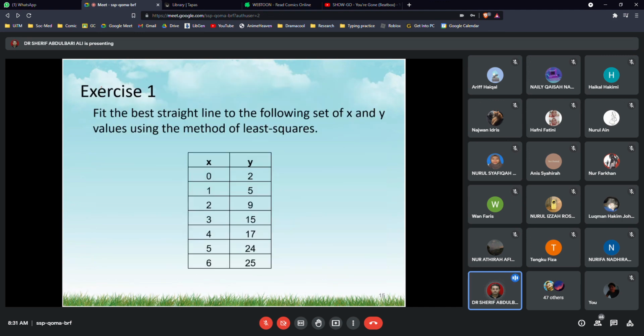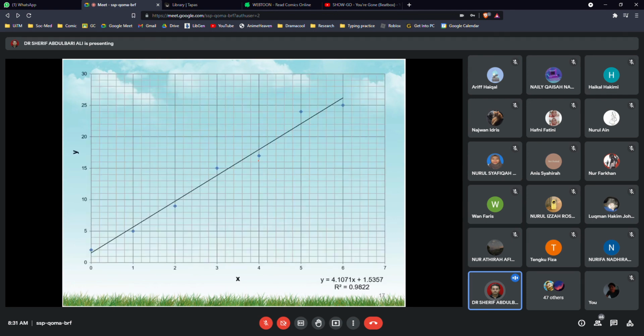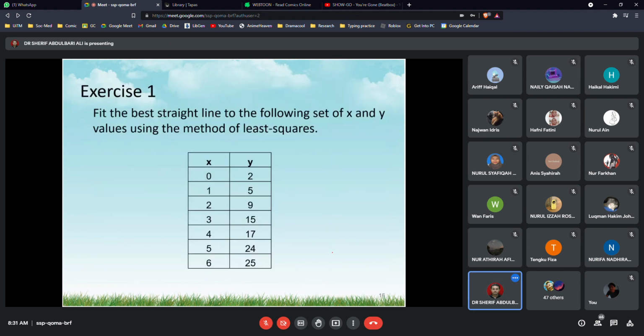Okay, this is the exercise. I want you to do the exercise. So your answer: you need to see this is your intercept. You get the answer of 1.535, and this is your slope, 4.1071x. And this is the line that you're going to draw. So try to get these two values. I will give you about 5 minutes to get the answer.